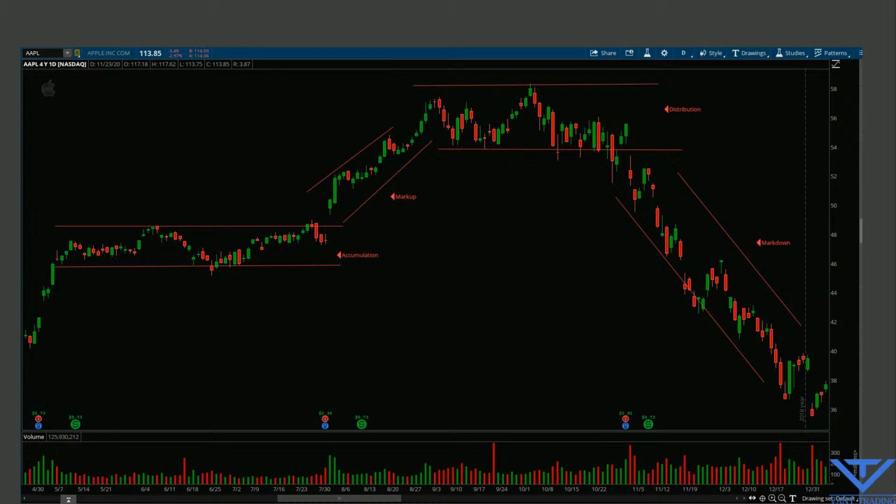It's not going to be that great. Now, if you're buying in anticipation of a breakout, you're looking for that markup period. Or if you're trying to buy Apple during the markdown, what are you doing? You need to understand the phase that this stock in this market is in.